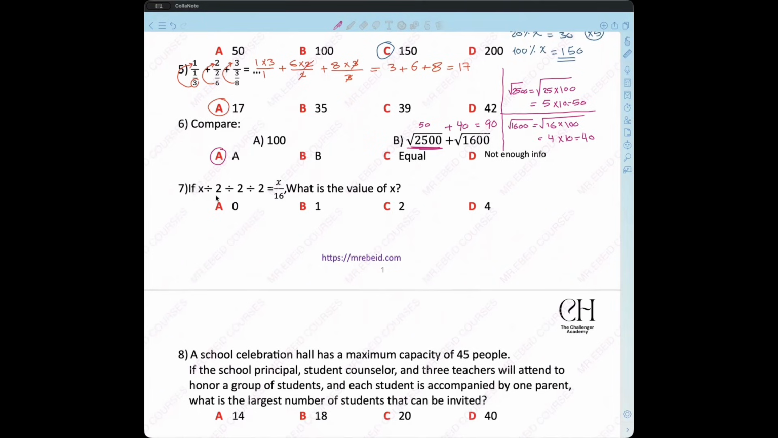For question 7, if x divided by 2 divided by 2 divided by 2 equals x over 16, what is the value of x? Pick one from the choices and plug in. If you put in 0, 0 divided by 2 will be 0, 0 divided by 2 will be 0, 0 divided by 2 will be 0. For the right-hand side, it will be 0 over 16, which equals 0. It means that the left-hand side equals the right-hand side. So the answer is A.